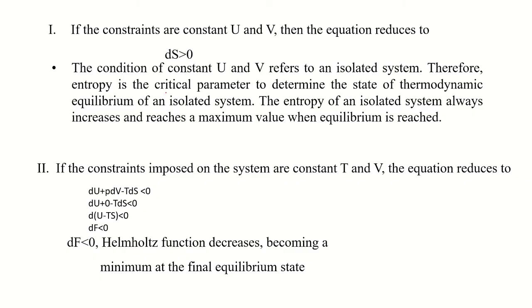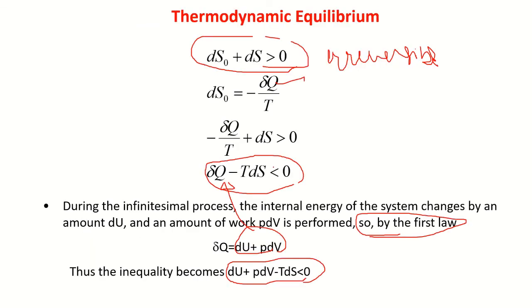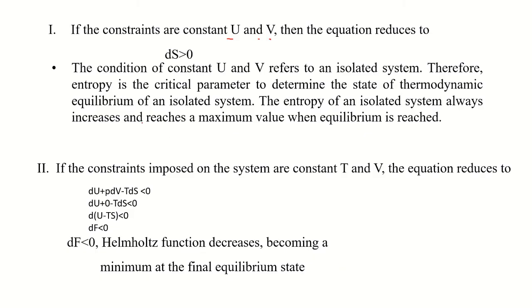Now we'll put the constraints. If the constraints are constant U and constant V, U is constant, V is constant. So what should happen? The differential will become 0, this will become 0. Or TdS will become greater than 0, or dS greater than 0. This is what you get.